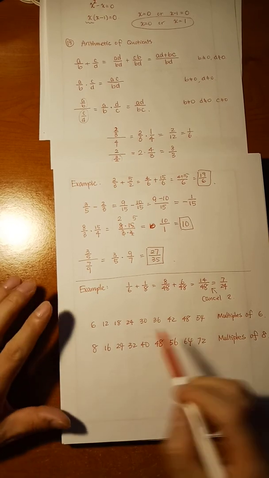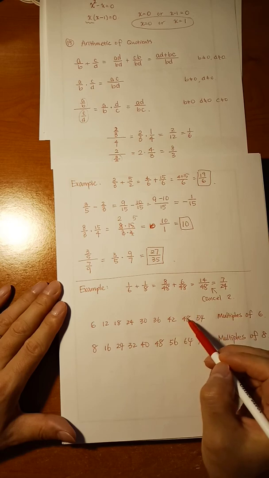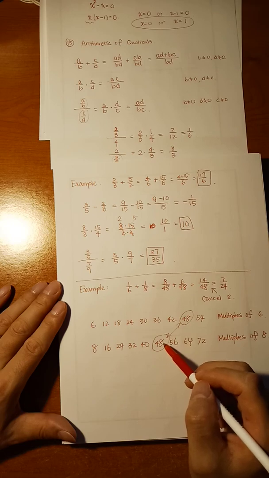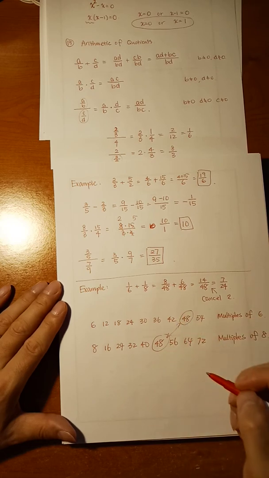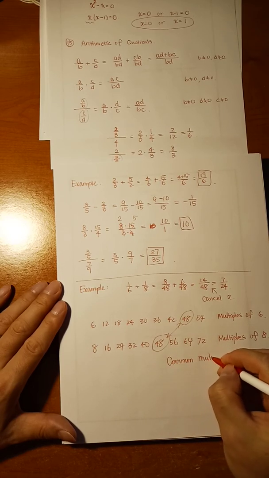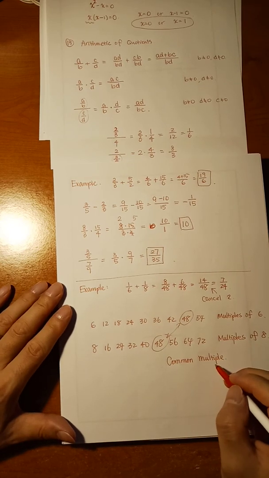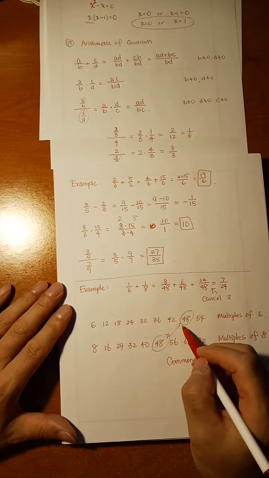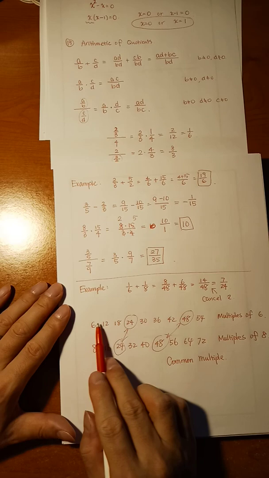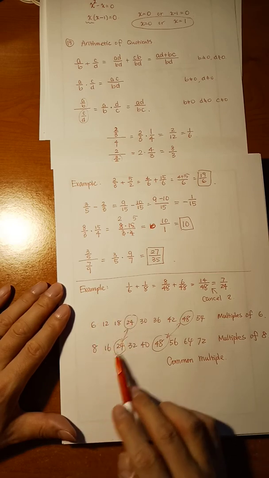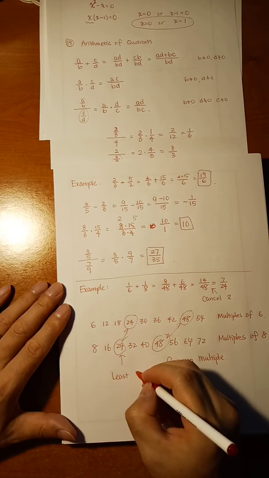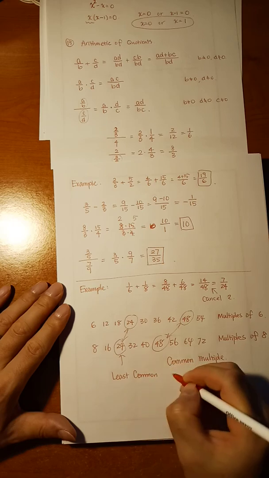of 8. And among those multiples of 6 and 8, you will see that 48 is repeated in two different lists. So they are called common multiples. But this is not a unique number repeated. You will see that 24 is also repeated. And there's no smaller number repeated. So this is called the least common multiple. The smallest common multiple.